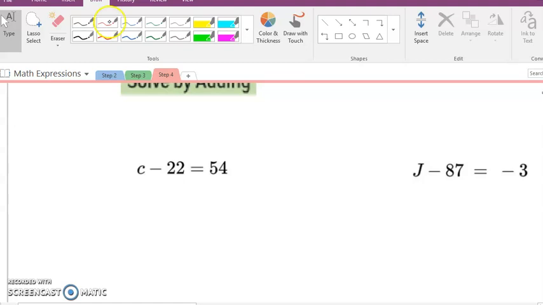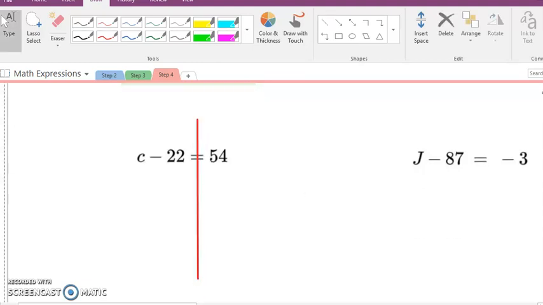In our first example, I often encourage people to put a line right through the equal sign so you can very clearly tell the two sides of the equation. On the left side we have c minus 22. On the right side we have 54. Now remember, our goal is to get the variable by itself. In this case, the variable, or the only letter we can find in the entire equation, is the letter c, the variable c.